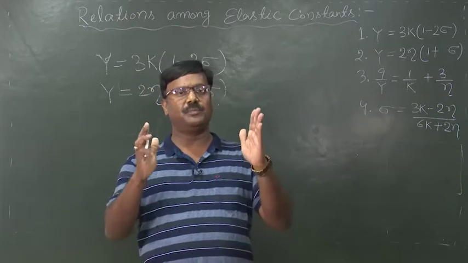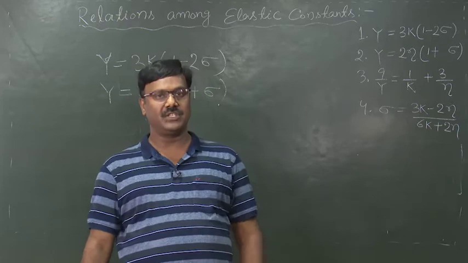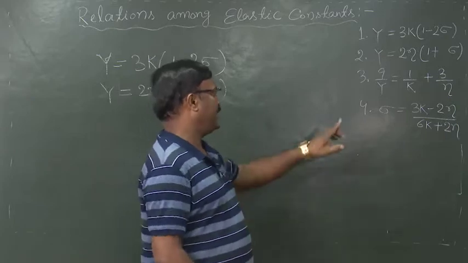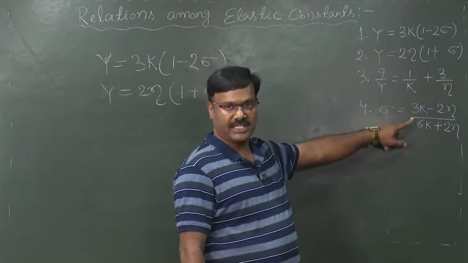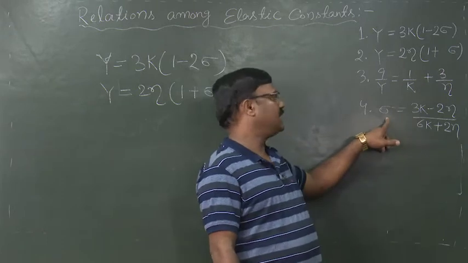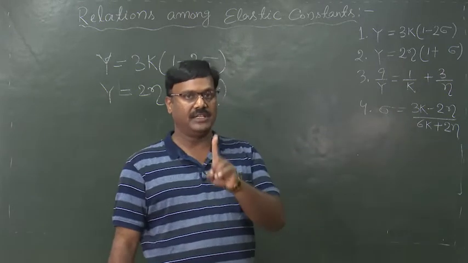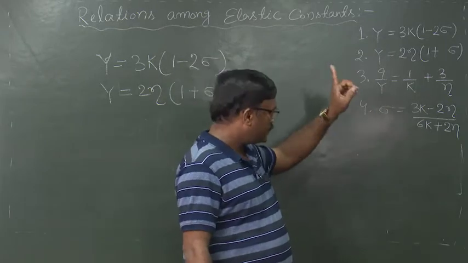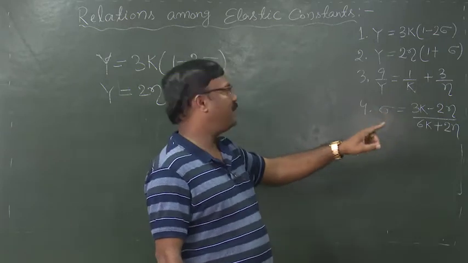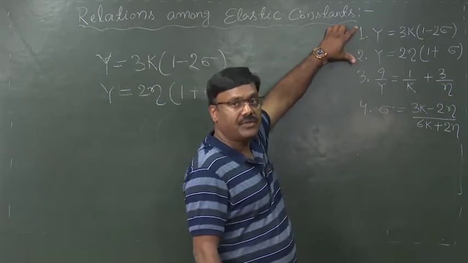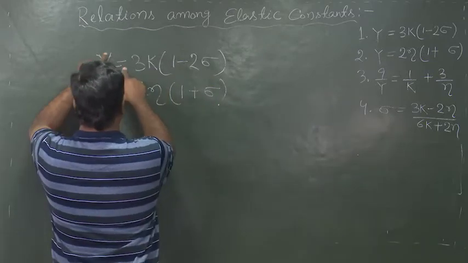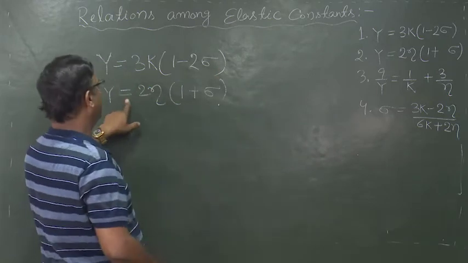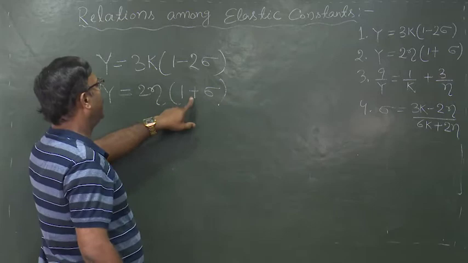Now out of four elastic constant relations we have already derived three. The only one relation remaining is the relation among bulk modulus K, rigidity modulus eta and the Poisson's ratio sigma. Now we have to derive this relation among the elastic constants, and to derive this we have to take the help of the above two equations, from which we know that Y is equal to 3K into (1 minus 2 sigma) and Y is equal to 2 eta into (1 plus sigma).